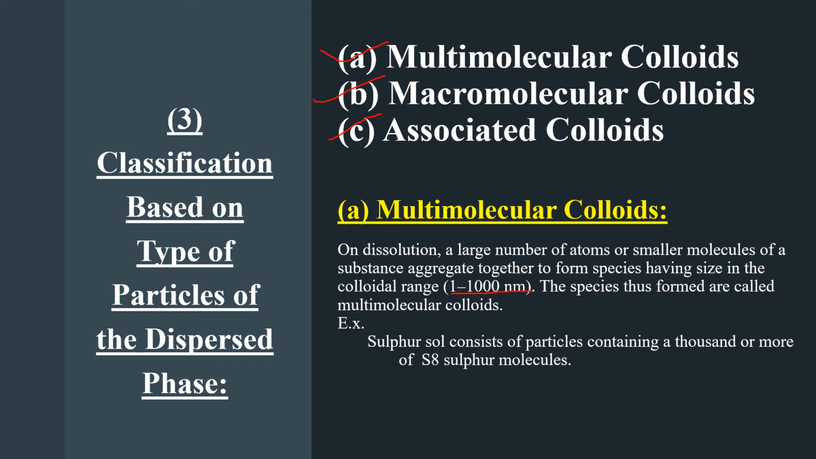When a large number of atoms or smaller particles get combined together to form a larger molecule having size in between 1 to 1000 nanometer, such type of molecules are known as multimolecular colloids. Example for this: sulfur sol, which consists of particles of 1000 or more S8 molecules of sulfur. As we know that sulfur has an S8 molecule like structure, these form a colloid of sulfur which is known as sulfur sol. So this is a multimolecular colloid.